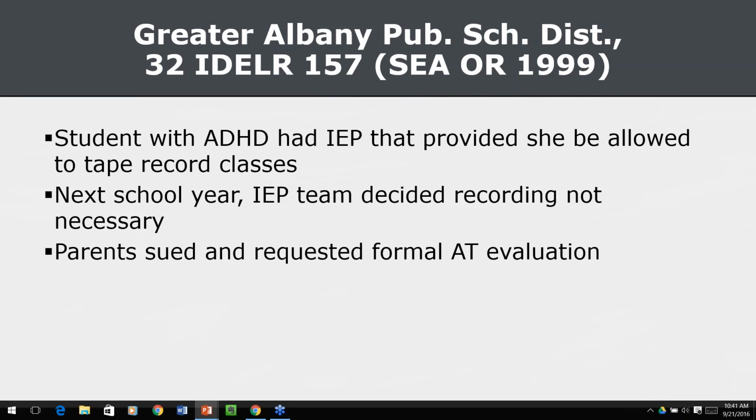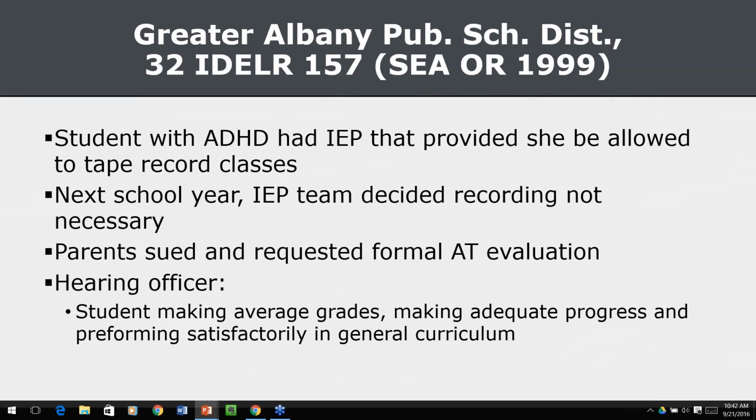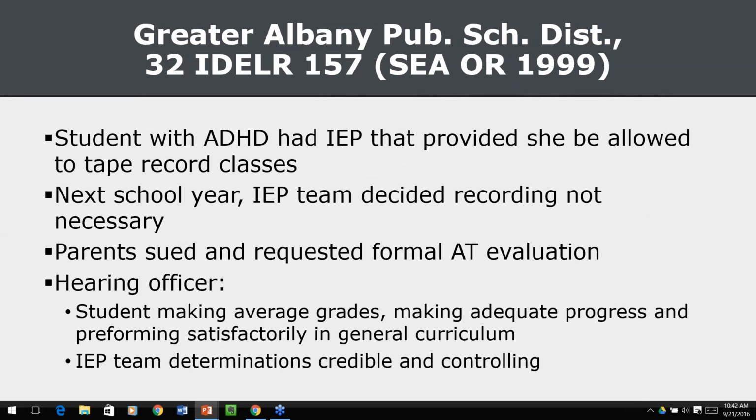The parents sued or filed a complaint with the State Department of Ed, and they requested a formal assistive technology evaluation. Their argument was the school should not be allowed to discontinue the provision of assistive technology without some kind of formalized evaluation telling us that the student doesn't need it. The state hearing officer here said the student was making average grades, she was making progress and performing satisfactorily in the general curriculum. There was really no evidence that the IEP team hadn't considered all of that evidence. The team determination was credible, and the hearing officer said this team's decision controls.